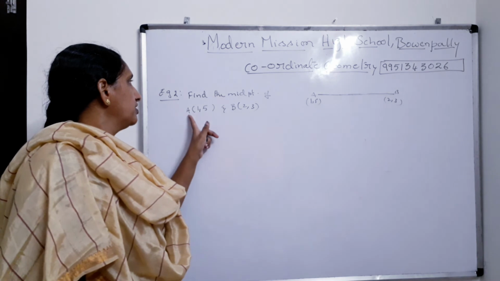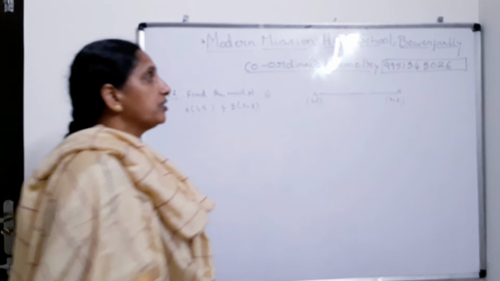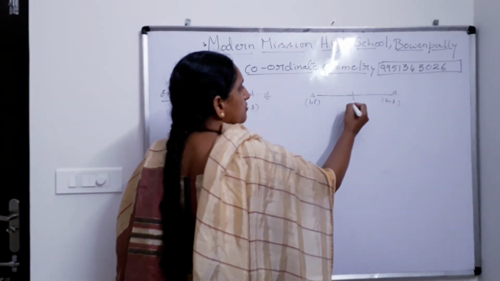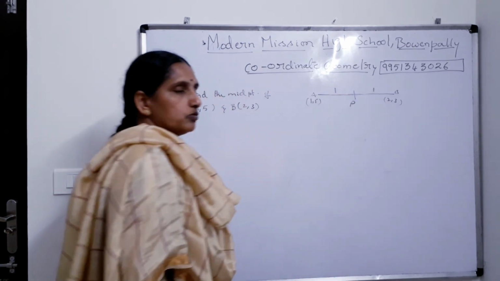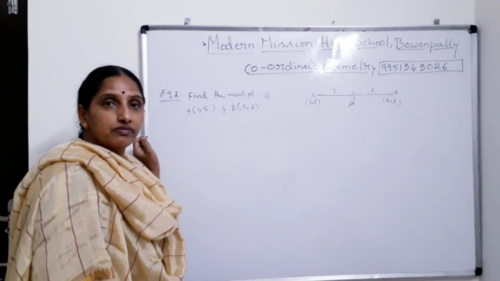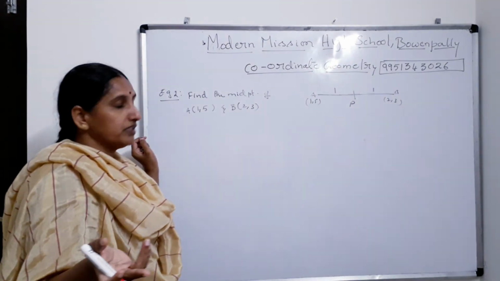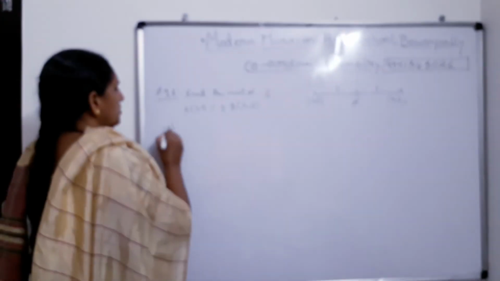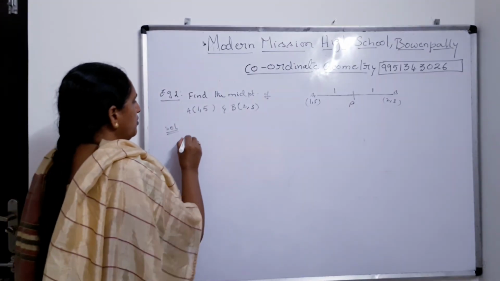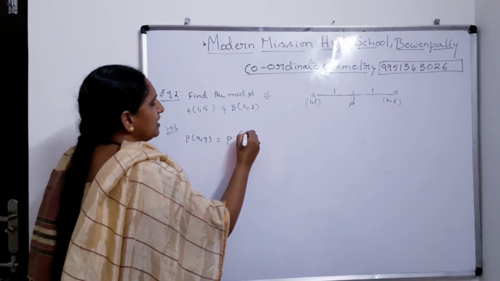Next, example 2. Find the midpoint of A of 1 comma 5 and B of 2 comma 3. What is the meaning of midpoint? The point, whichever point you are taking, should lie exactly midway between the two. So both must be of equal ratio, that is M1 is equal to M2. If you substitute in the section formula, you will get the midpoint formula, as you have already seen. So we can do it directly.